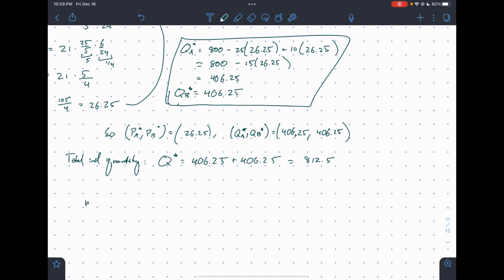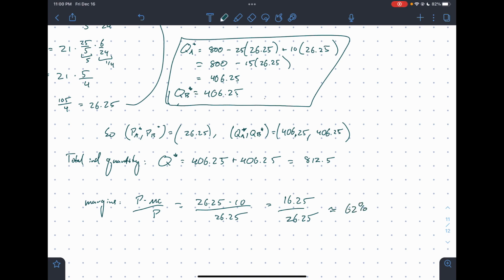And then finally, margins. It's price minus marginal cost divided by price. So this is 26.25 minus 10 divided by 26.25. That's going to be 16.25 divided by 26.25. Roughly, I want to say 60%. Yeah, okay, so it's like 62%. Okay, so a little bit higher than the Cournot case.